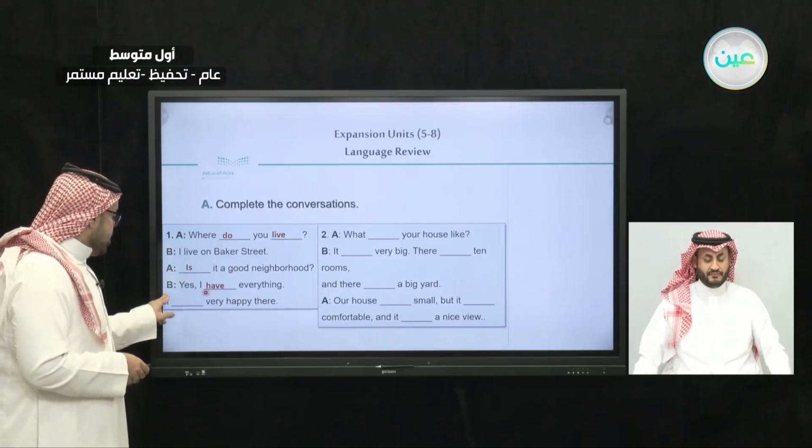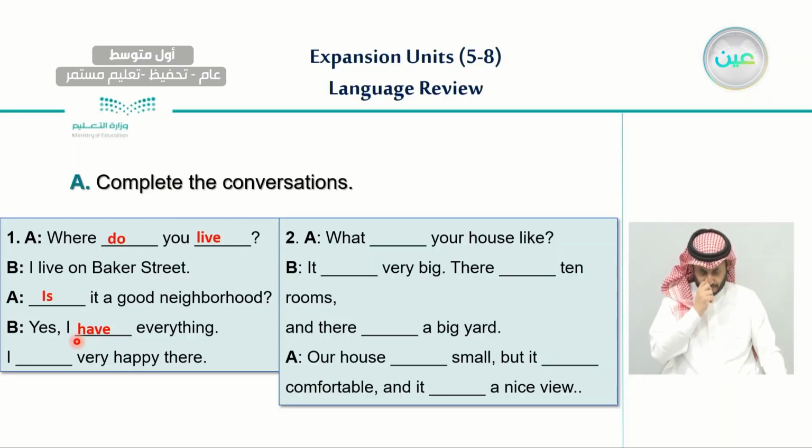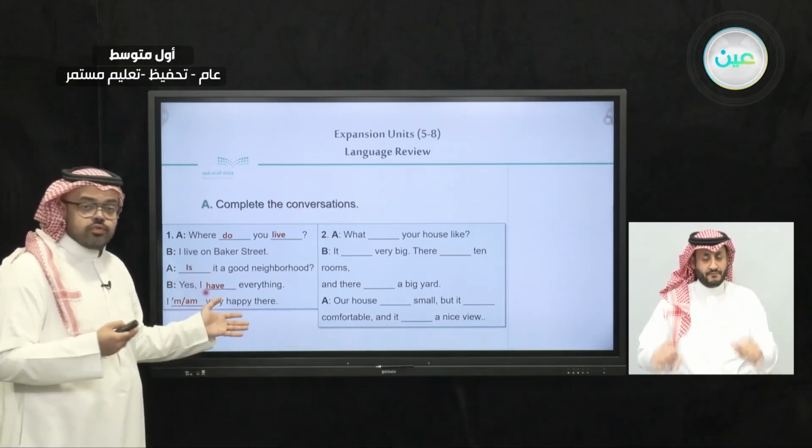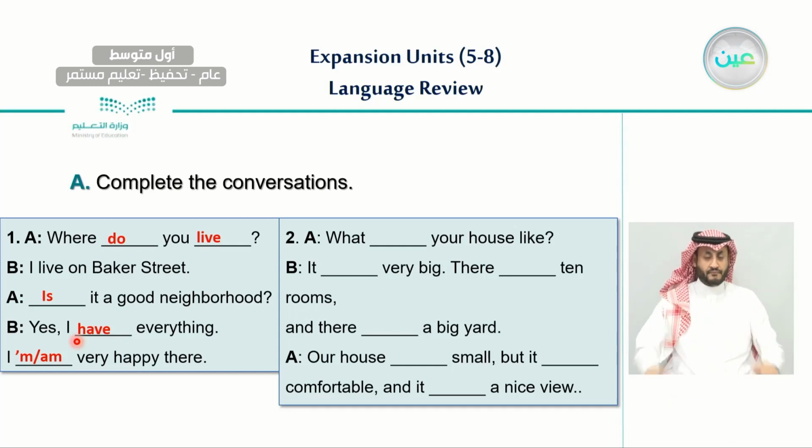And also here, I ___ very happy there. If you want to talk about yourself, what is the verb to be that comes after the subject I? Excellent. The verb to be is am, or I'm. You can choose either of them. So you can say, I'm very happy, or I am very happy. So here we have answered conversation number one. Let's move on to the second conversation.